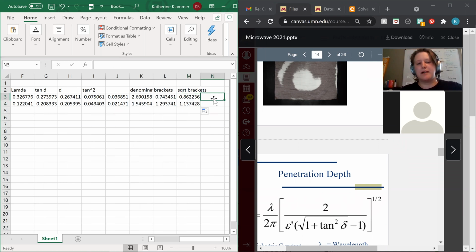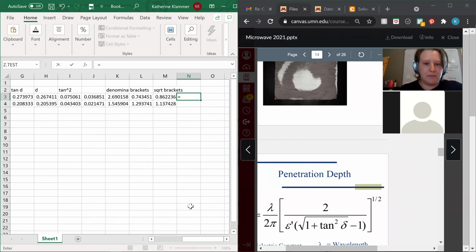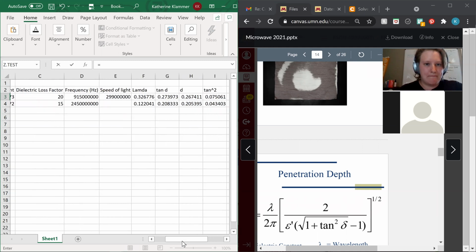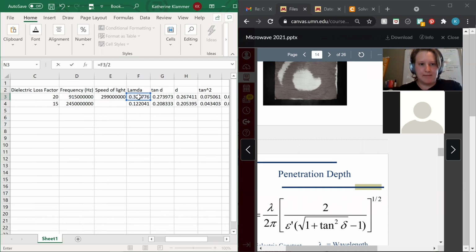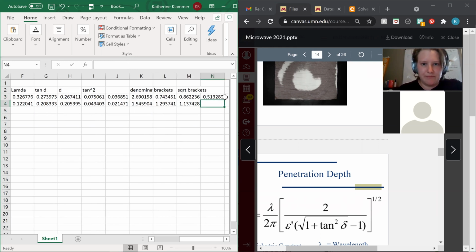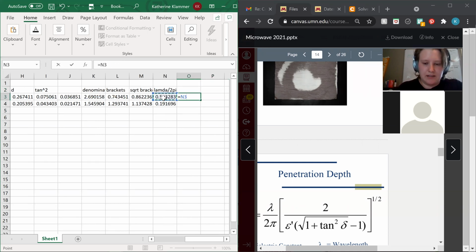Okay, and now we can multiply this. So now we can find lambda divided by 2 pi. So we can go back to where our lambda was. Okay, and then we have this times that. And that should be our answer, so for the two different frequencies, we have that.